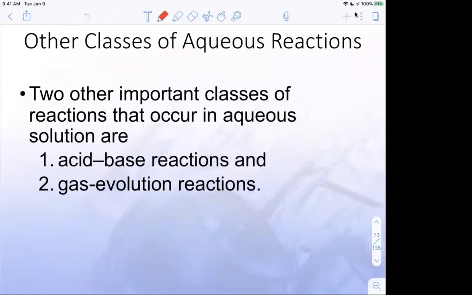Okay, so we know about precipitation reactions. There are two other important classes of reactions that occur in aqueous solution. These are acid-base reactions and gas evolution reactions. In the lab that details chemical reactions, you will also have experienced these two types of reactions as well.